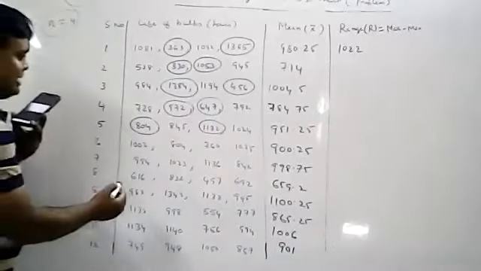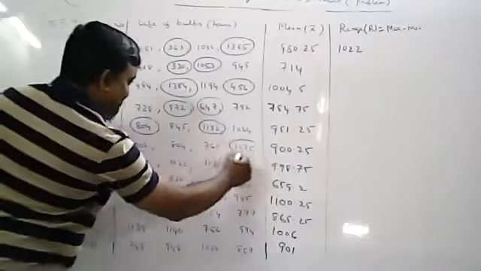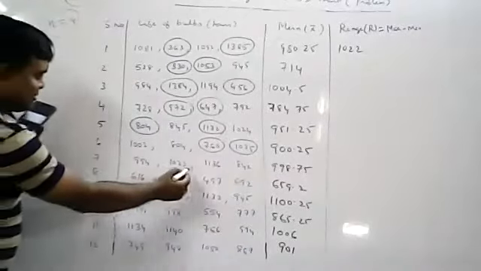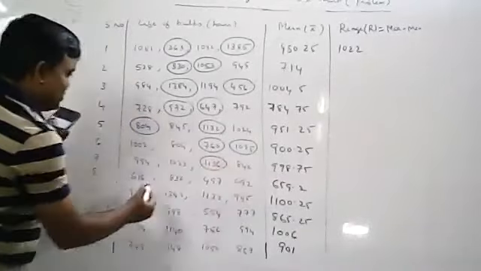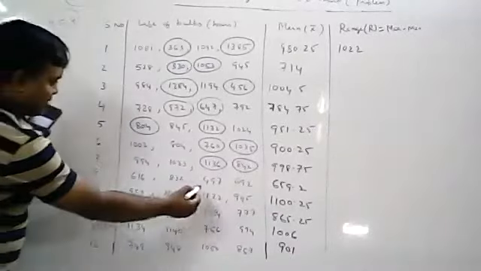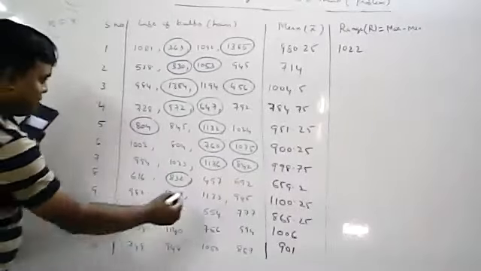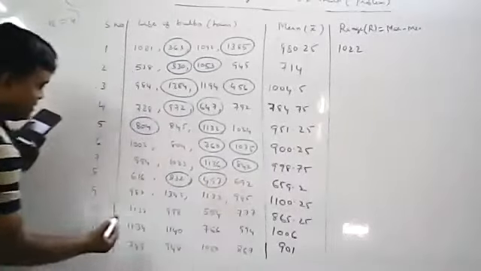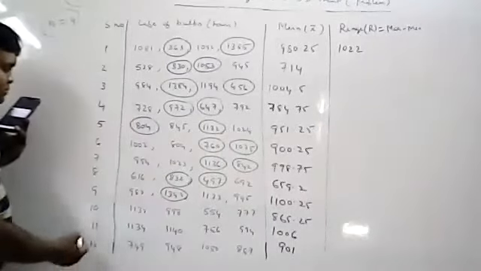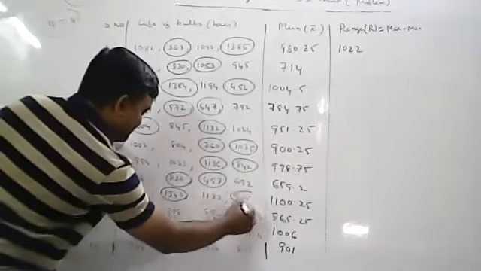Like this, you can identify first. Next sample: maximum value is 1035. Minimum value is 760. Next, seventh sample. Maximum value is 1136. Minimum value is 842. Next, eighth sample. Maximum value is 832. Minimum value is 497. Next, ninth sample. Maximum value 1342. Minimum value is 945.